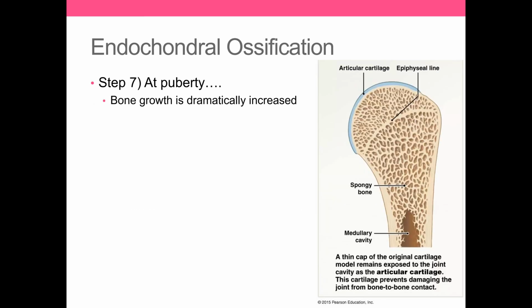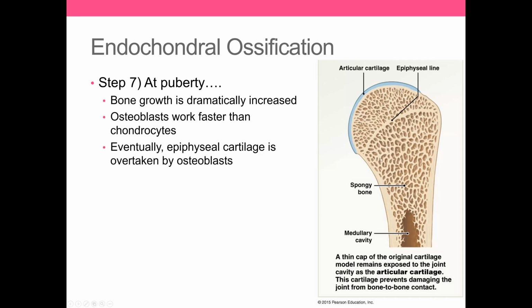Then at puberty, when you undergo puberty and you start getting those sex hormones, those sex hormones are a signal to speed up bone growth. So at this time, the osteoblasts start working faster than the chondrocytes. So now the osteoblasts can actually overtake the chondrocytes. They can eventually replace all the cartilage because they work faster than the chondrocytes can make new cartilage. So eventually, all of that cartilage is going to be turned into bone.